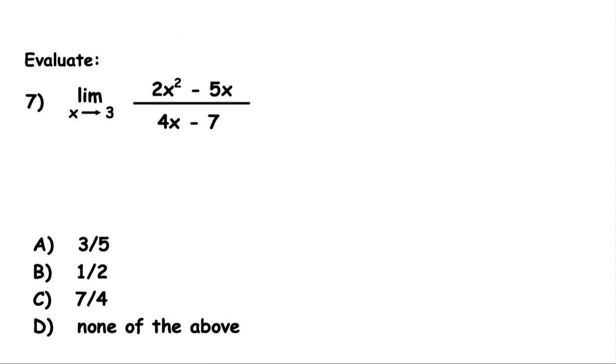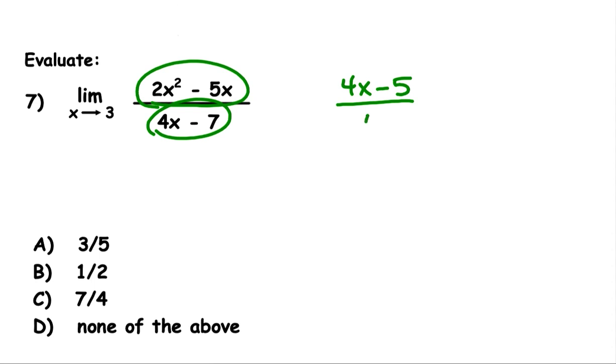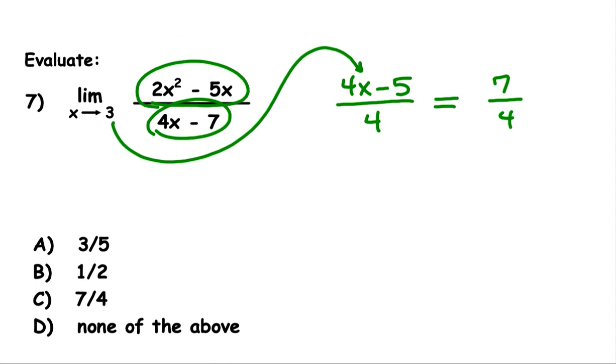All right, calc students, let's go. These are easy derivatives now. Aren't you glad you're not doing it the long way? Oh, man. Derivative there would be 4x minus 5. Down below, it's just simply 4. Now when you plug the 3 in, you're going to get 12 minus 5, that's 7, over 4. And you can see that 7/4 is choice C, the trick answer.